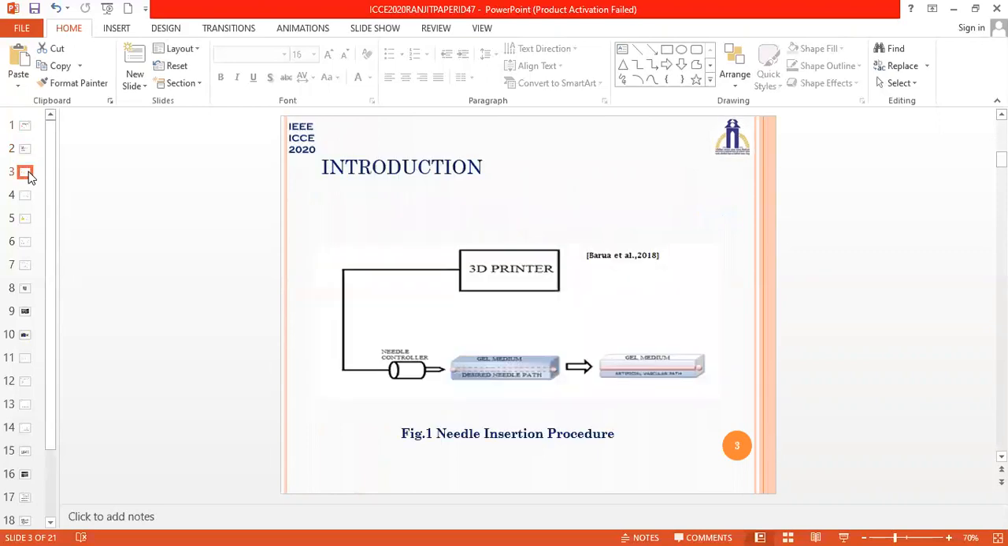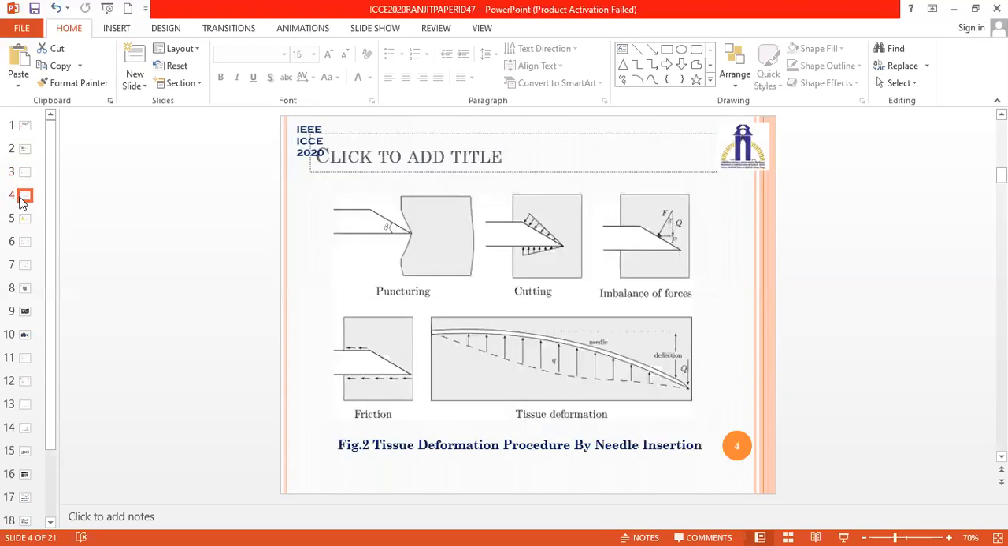This is the image, or figure, of the abstract of the paper. Actually, we want to make needle tissue injection. Initially, we have to find out the force modeling and the tissue deformation modeling. So actually, tissue is just like a non-Newtonian, or we can say it is a viscoelastic material.